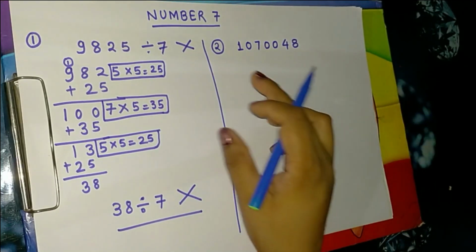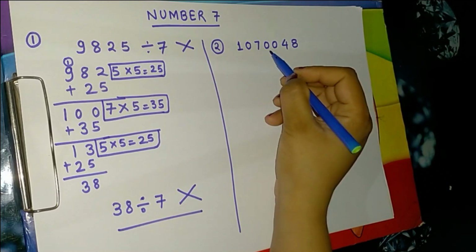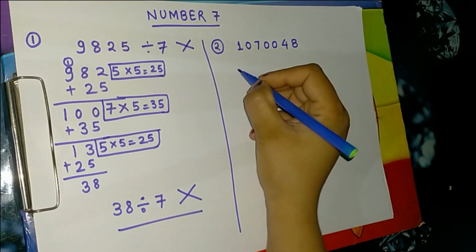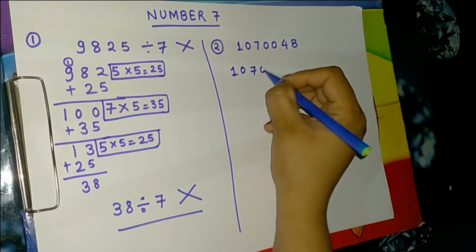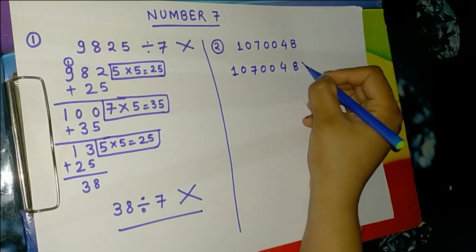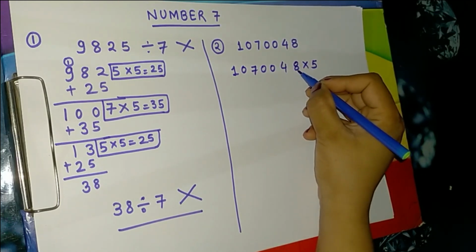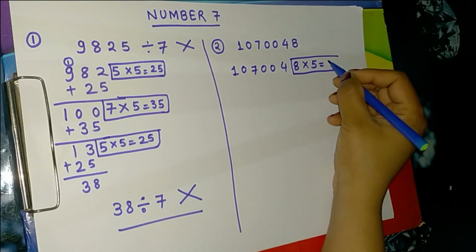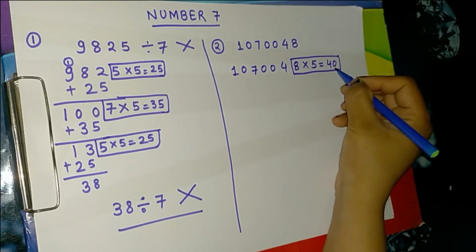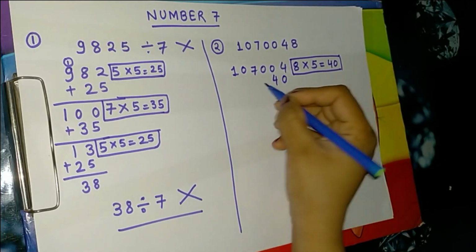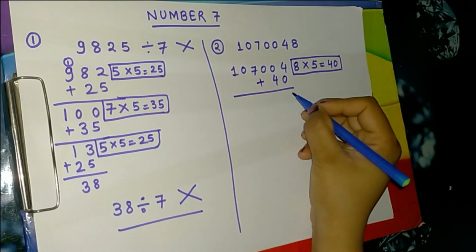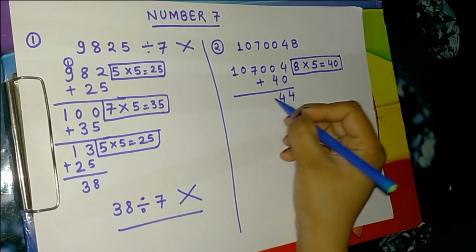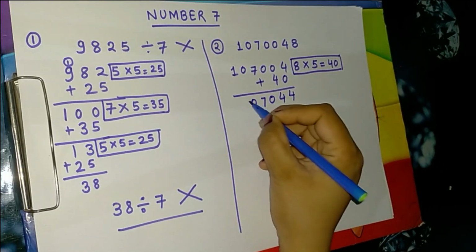Now our next example is 10,70,048. Again, according to the rule, we need to multiply the last digit of this number by 5. So the last digit of this number is 8. We need to multiply by 5. So here 8 cross 5 is 40. We need to add this 40 to the rest of the digits here. 4 plus 0 is 4, 0 plus 4 is 4, 0, 7, 0, 1.